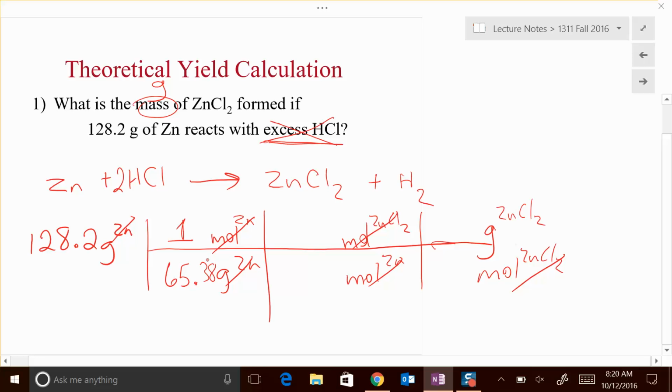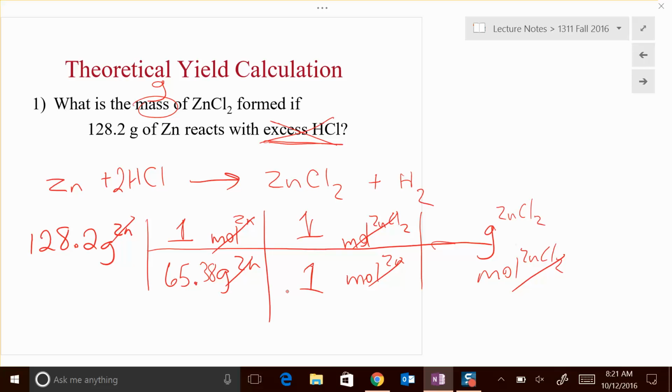Whenever I have the mole-to-mole relationship, that's the stoichiometric relationship. Where does it come from? The coefficients of the balanced chemical equation. What are they for these two? Just 1 and 1. Exactly. Okay? The 1 mole of zinc for every 1 mole of zinc chloride produced.